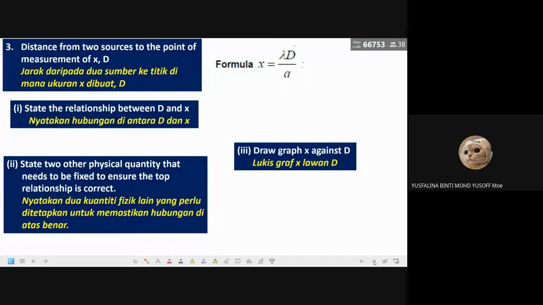The next part you have to investigate. Just now we already investigated wavelength, how the wavelength affects the interference. The next one is how the distance between the two sources and the point of measurement of X, that is D, will affect the X. You have to state the relationship between D and X. Based on this formula, you have to rearrange it so you can find the relationship between D and X.